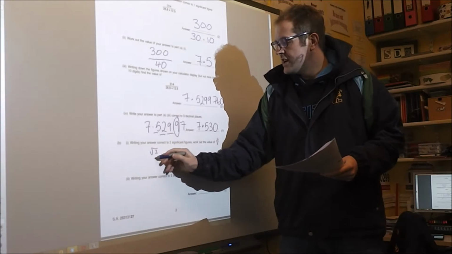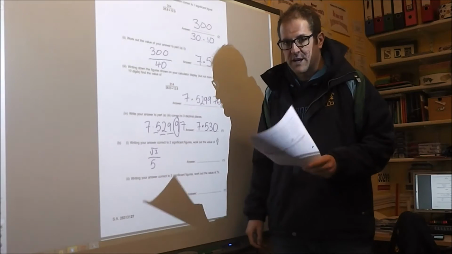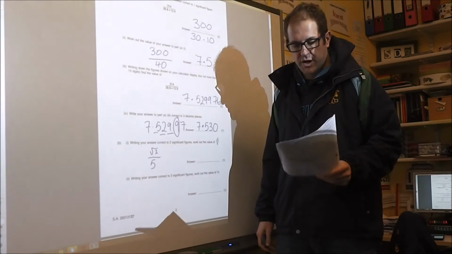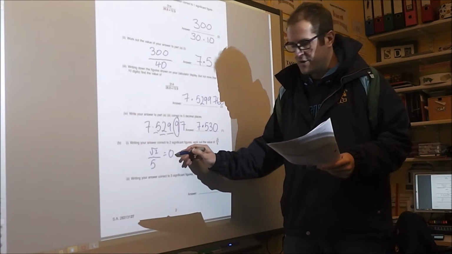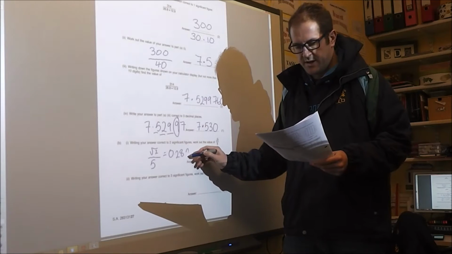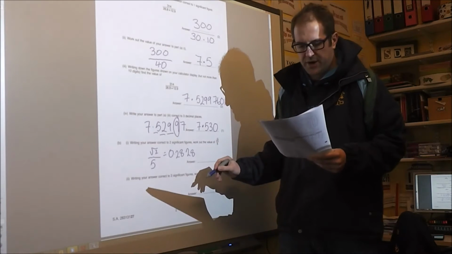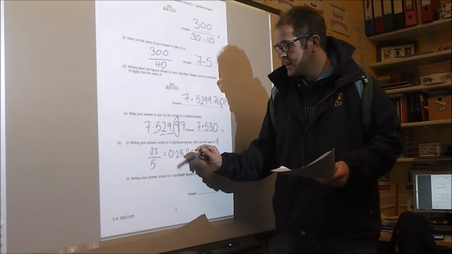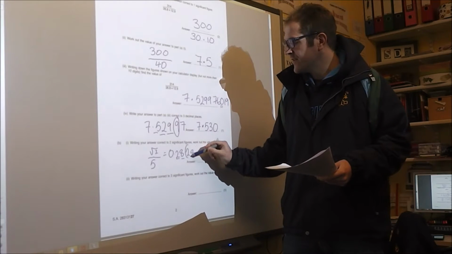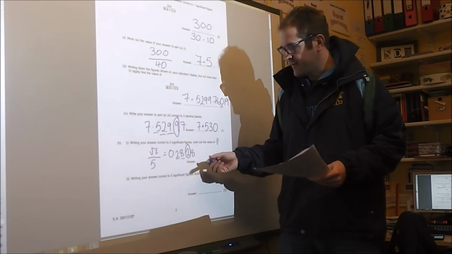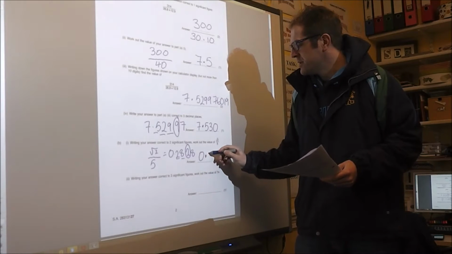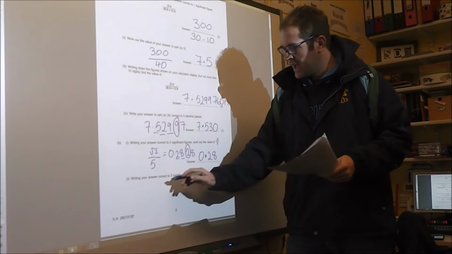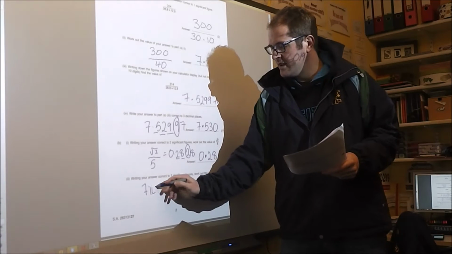Square root of 2 divided by 5. Be careful how you put that into the calculator. The square root is only on the 2, not the whole fraction. And you get 0.2828 and so on. 2 significant figures. The 0 is not significant, so you've got 1, 2 significant figures. Look at that, it's less than 5. Your answer is 0.28. And then the final one, 7 pi.